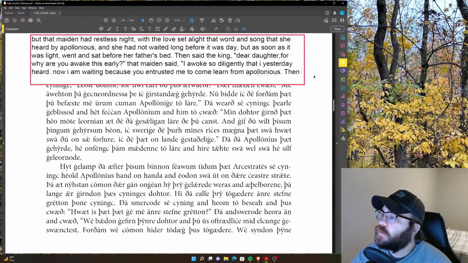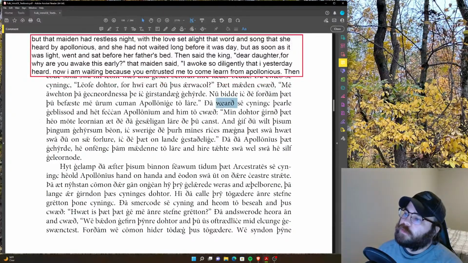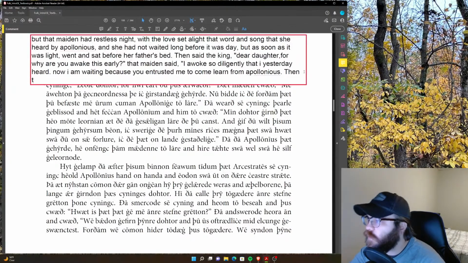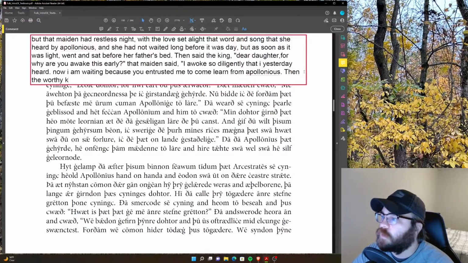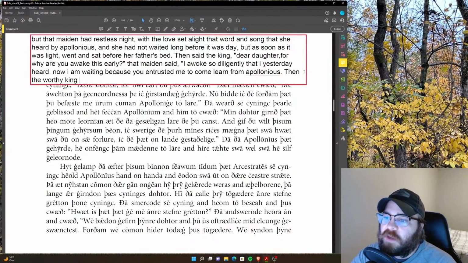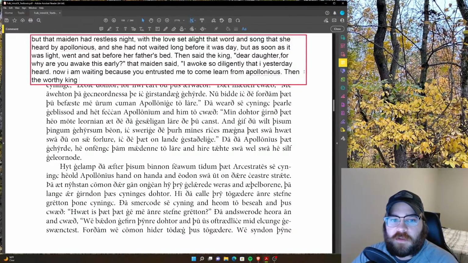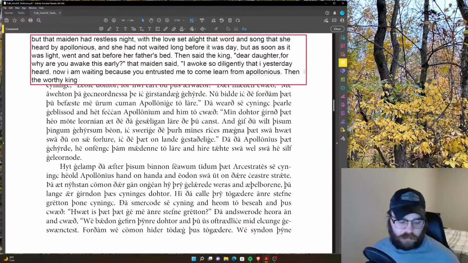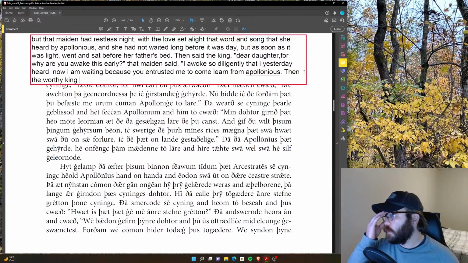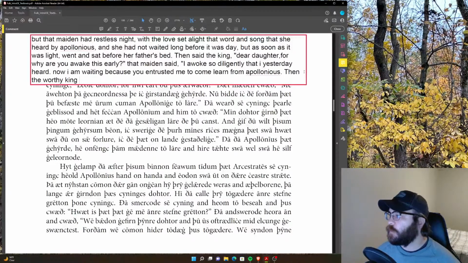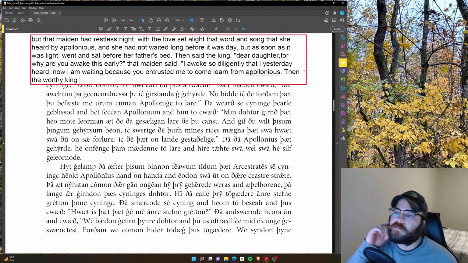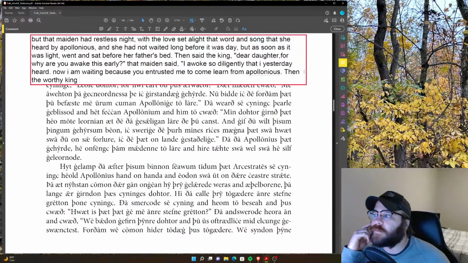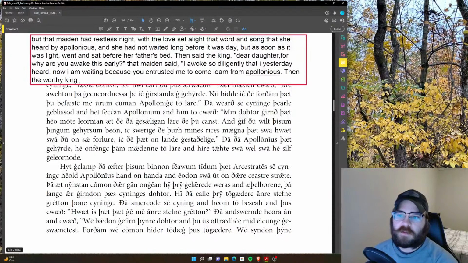So then worth the kuning, worthy the king, or in modern English, then the worthy king, fairly blisoda. If any of you are familiar with Middle English literature, the word fairly should be rather familiar to you. Fairly thought comes to mind for me immediately. Blisoda. Blisod.